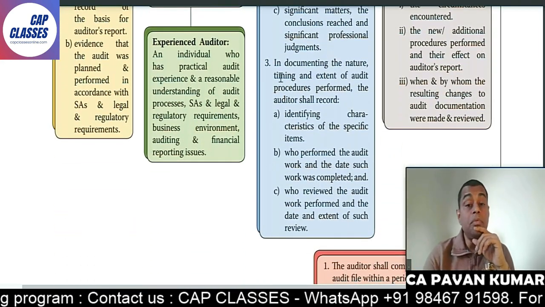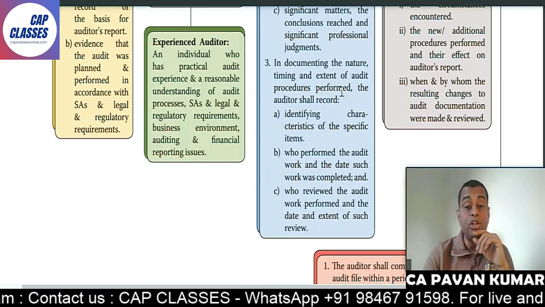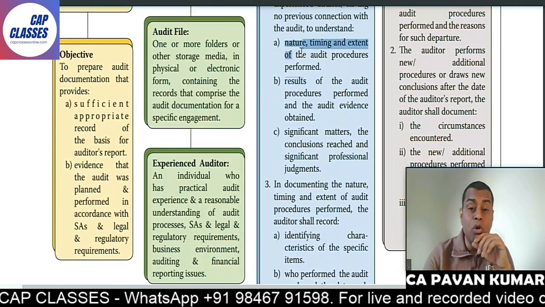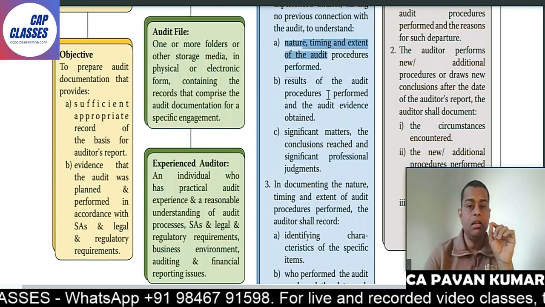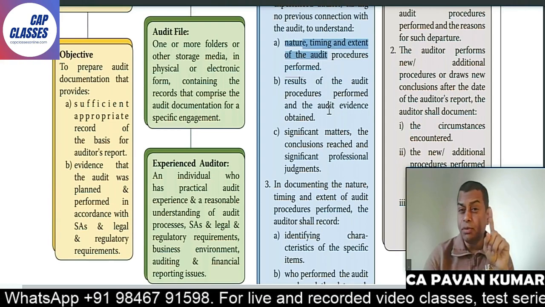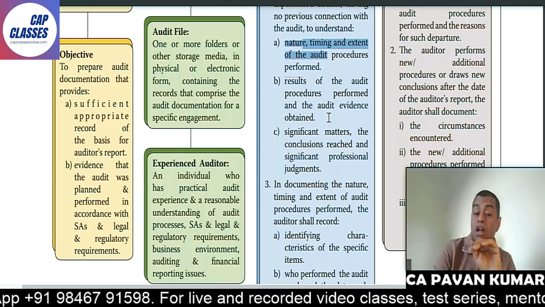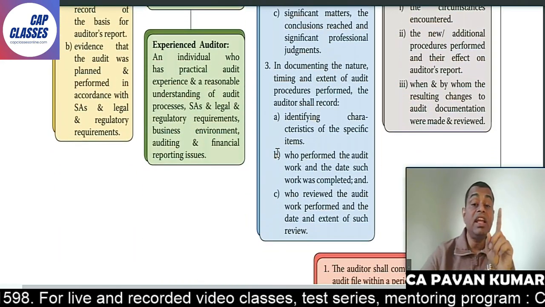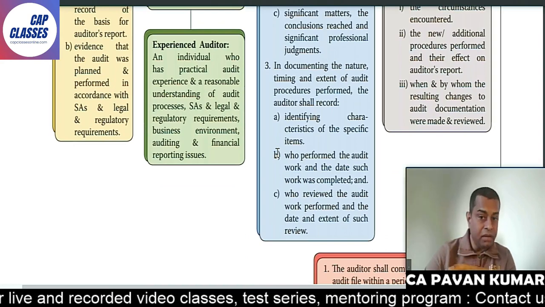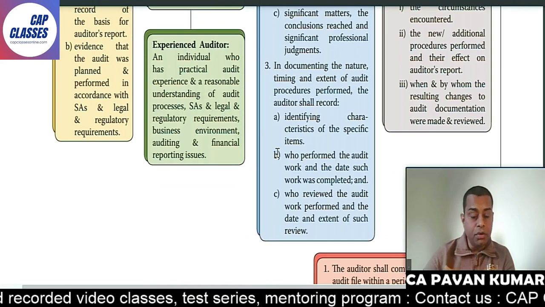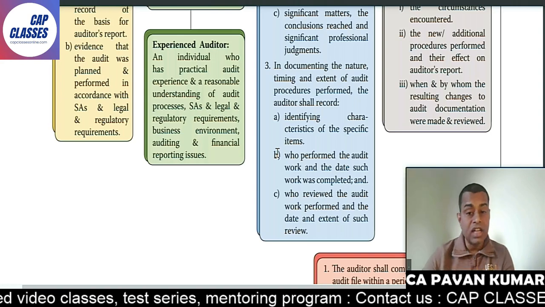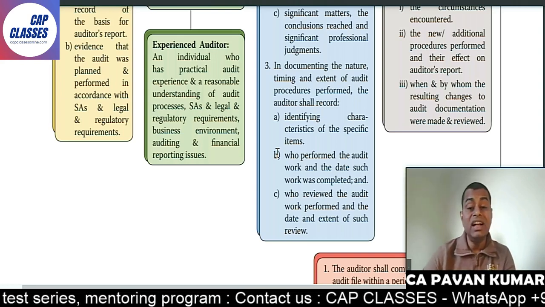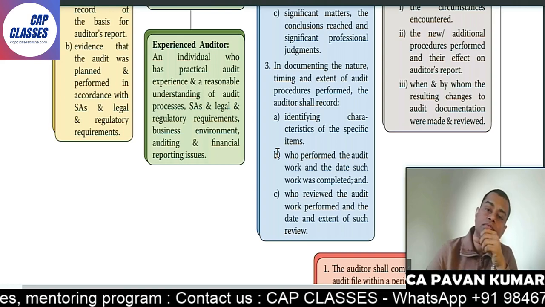3, in documenting the nature, timing and extent of audit procedures performed, they are speaking about A, audit procedures performed. So in documenting that, the auditor should identify characteristics of specific items, who performed the audit work, the date such work was completed, who reviewed the work, and the date and extent of such review.